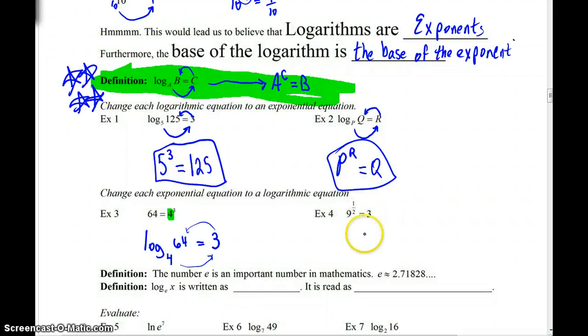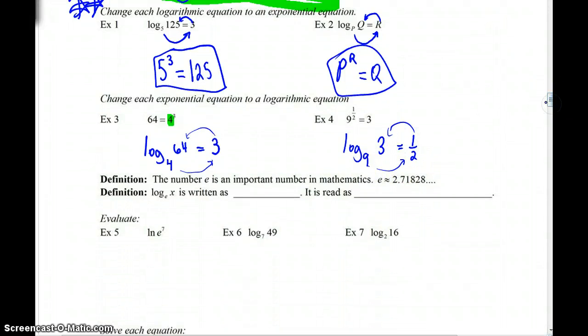Take a look at example 4 here. Same issue. The base of the log is the base of the exponent. We would have to have 9 written as our base. The power is 1/2. We always write our power outside, set equal to the log. The last number that we see is a 3. You might wonder, is this correct? Well, draw yourself a log circle. 9 to the 1/2 is equal to 3.